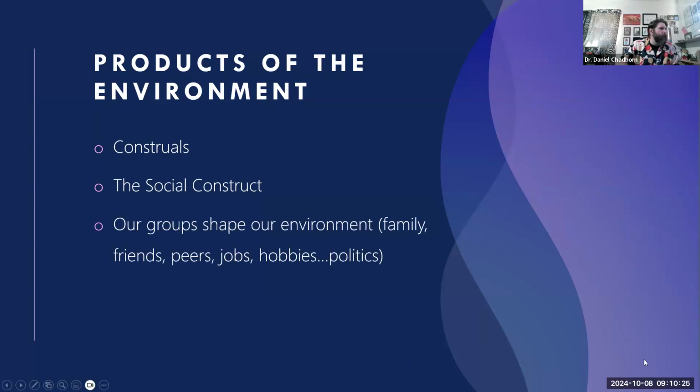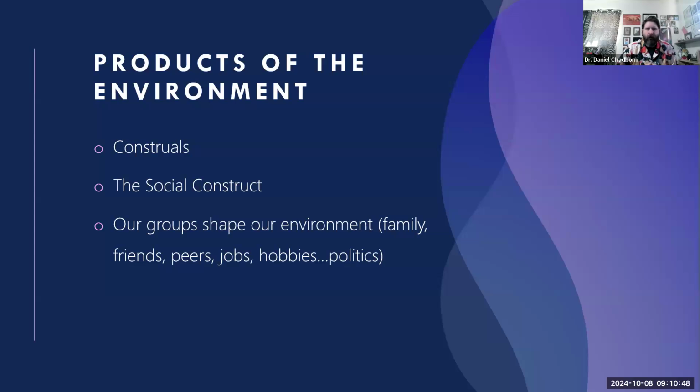And so to take this a step further, what I'm interested in terms of social identity theory, which I'll talk about in a second, is that part of these construals, the social construct, is built around our group, the groups that we belong to. And so the groups that we are a part of shape our environment.